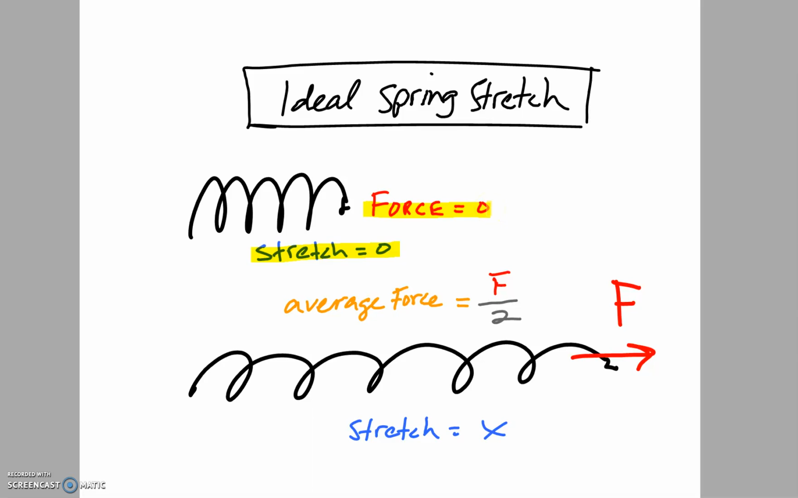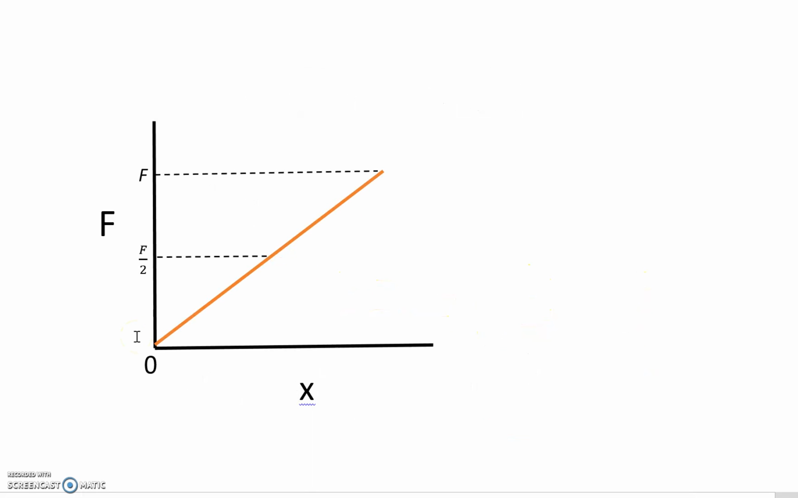zero force, and then as force is applied it stretches, and at some point it has stretch x with some force being applied. But going from zero stretch to stretch x, the average force would be F divided by 2. This can be seen on the force versus stretch graph for an ideal spring. Stretching from zero force, zero stretch, up to stretch x at force F, it's easy to see that the average force for this stretch would be halfway between 0 and F, which is F over 2.